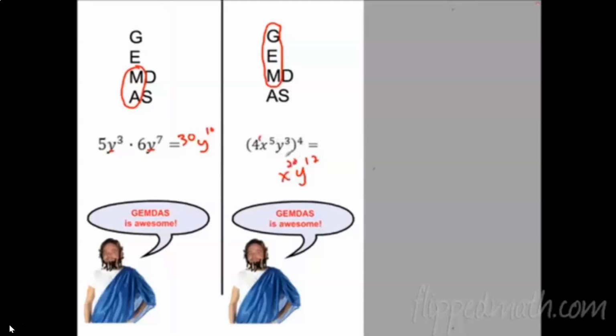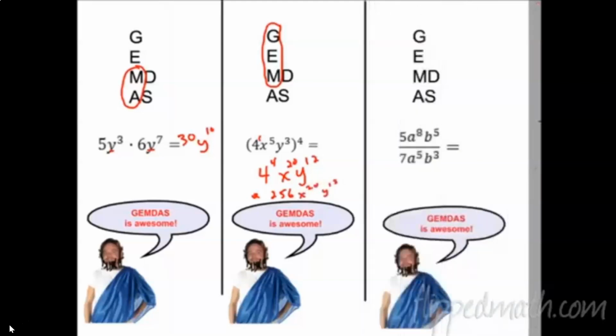What happens here? Remember, this is like a power of 1. So this is really 4 to the 4th power. If you want to expand that out, 4 times 4 is 16. So 4 to the 4th power, if you want to multiply it out, is 256, 256 x to the 20, y to the 12. Either way is cool. Either one of those answers, you're good to go.